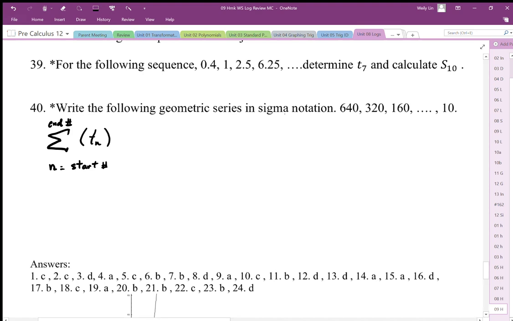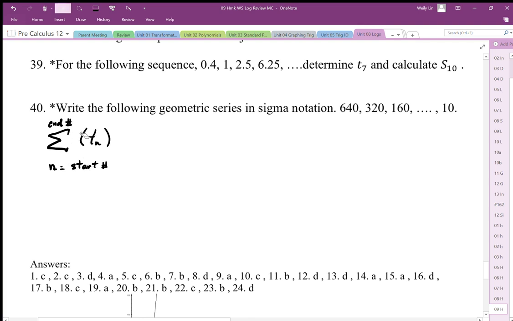We want to write the geometric series in sigma notation. So we've been given the series here, and the sigma notation looks like this. That little funny looking E is sigma, and we're going to have n equals a starting number, so we can start at any arbitrary number we want. Usually we start at 1 or 0, and the ending number, and that gives us a number of terms.